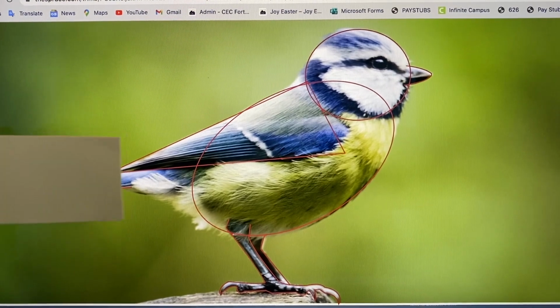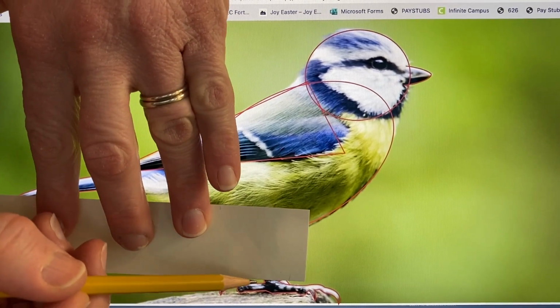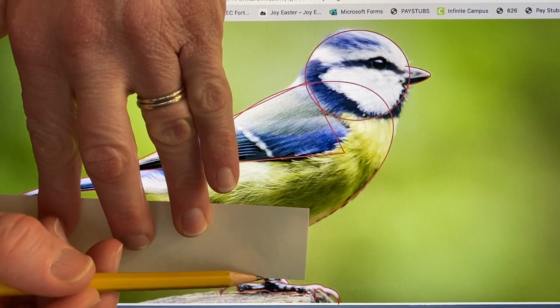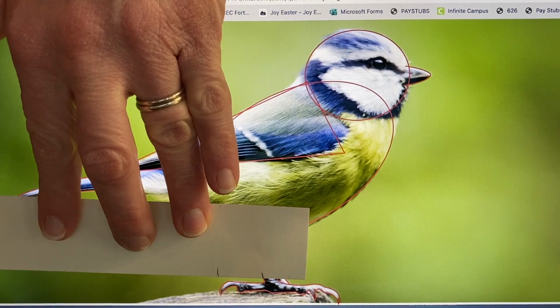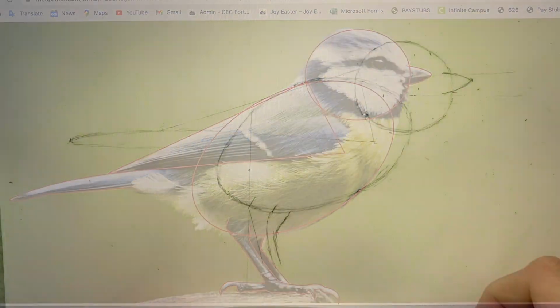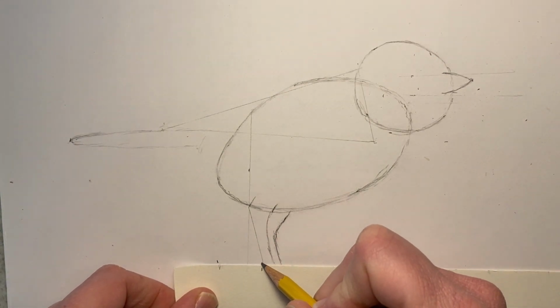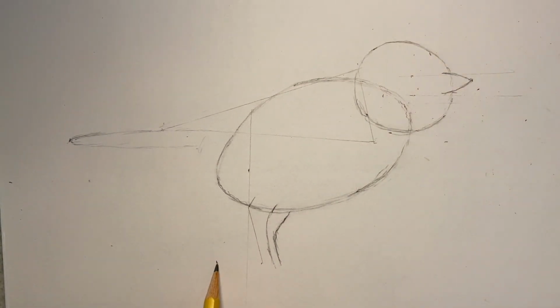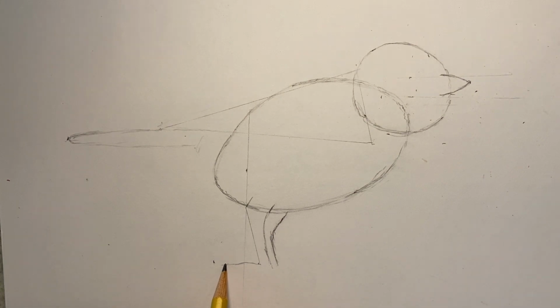Now I need to determine how long the talons are. So I'm going to start at the end of the leg, make a measurement mark on my paper ruler, and then where the talon ends. Now I'm bringing over the measurement to my drawing. But now it's important to look at my reference photo and really pay attention to all the lines and details of the talon.